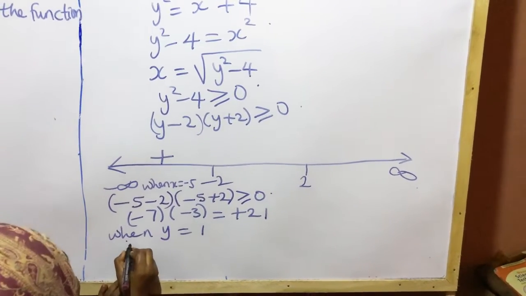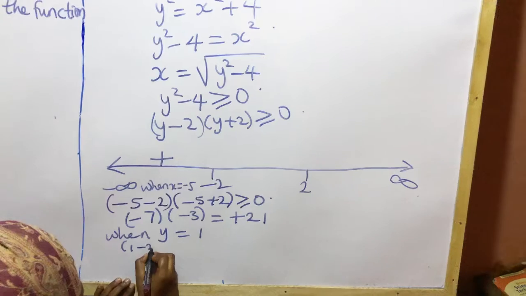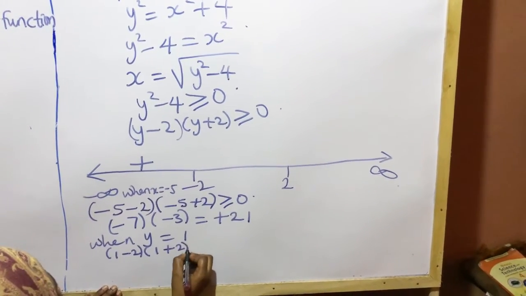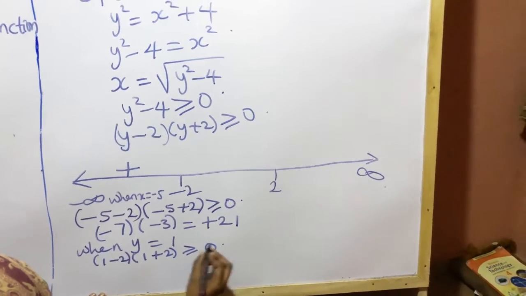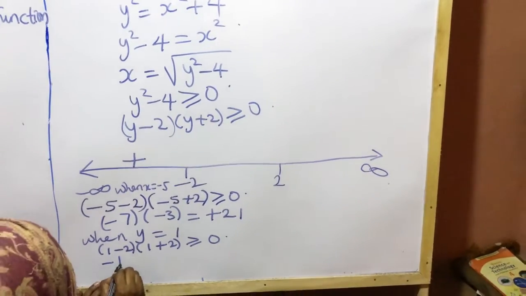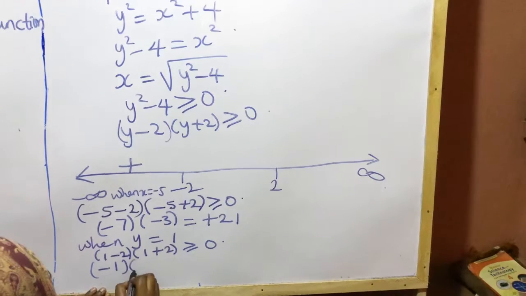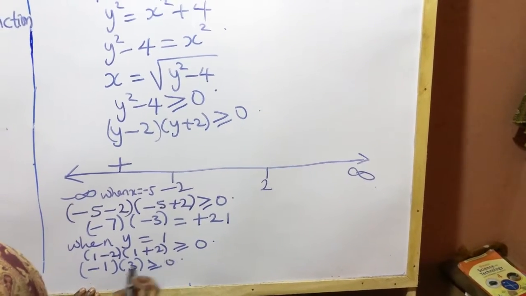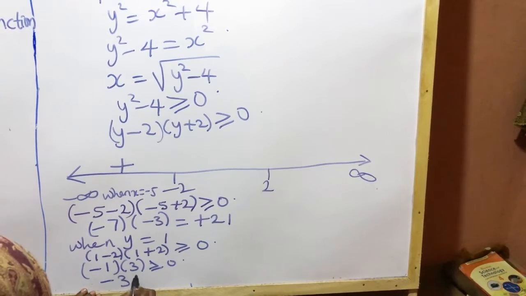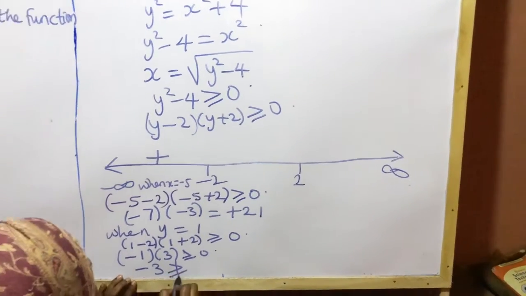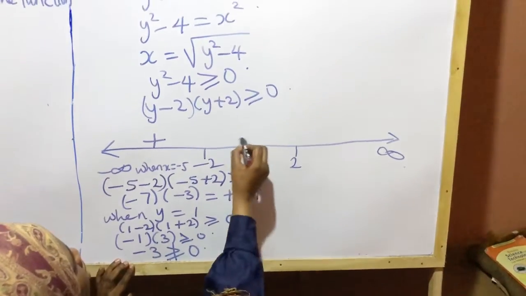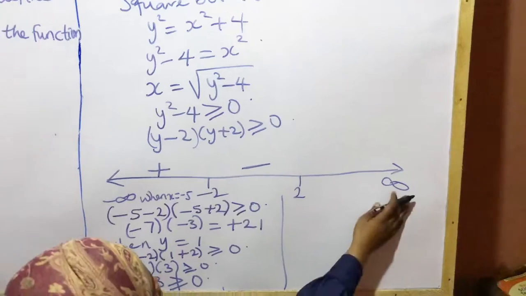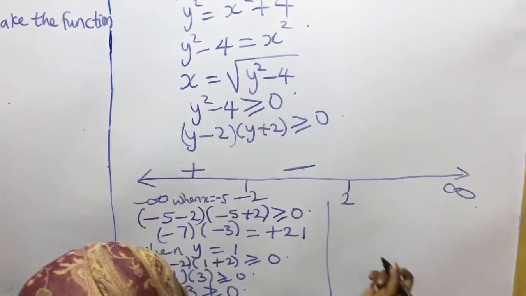So this one will be 1 minus 2 multiplied by 1 plus 2 must be greater than or equal to 0. So I have -1, then multiplied by 3 must be greater than or equal to 0. So I have -3, which is not greater than or equal to 0.